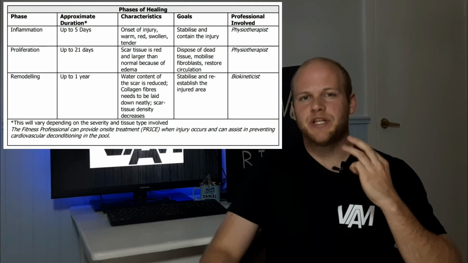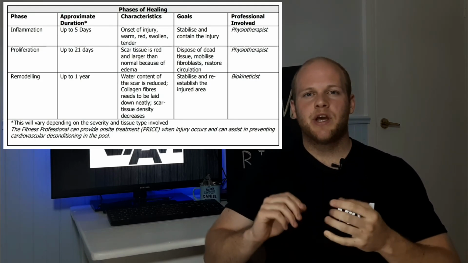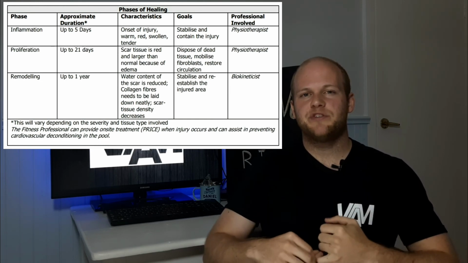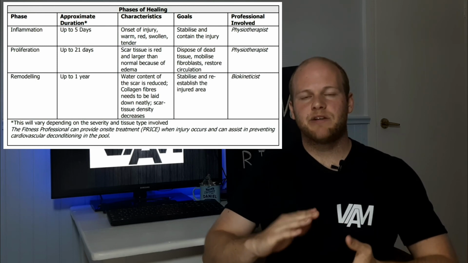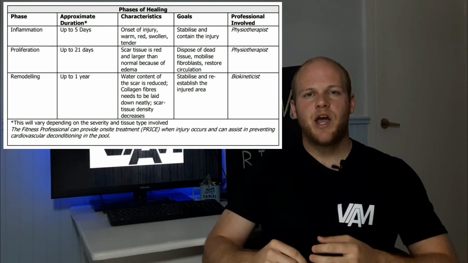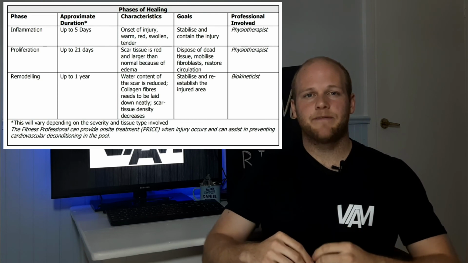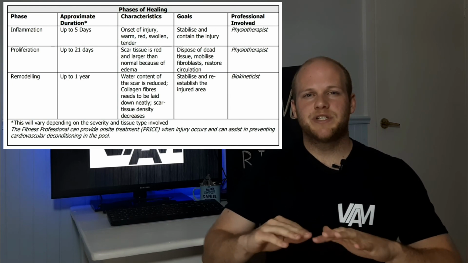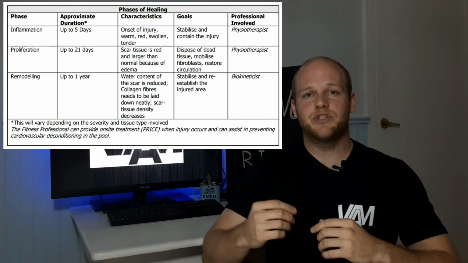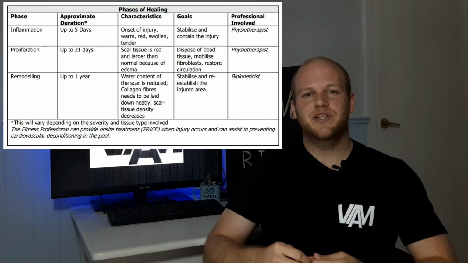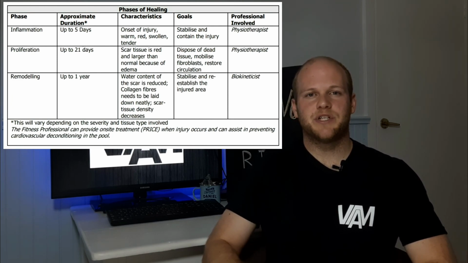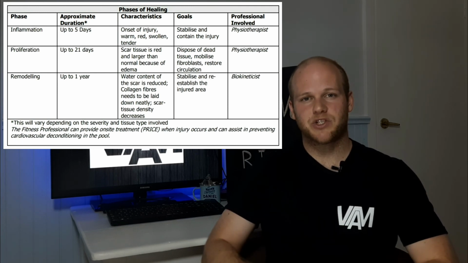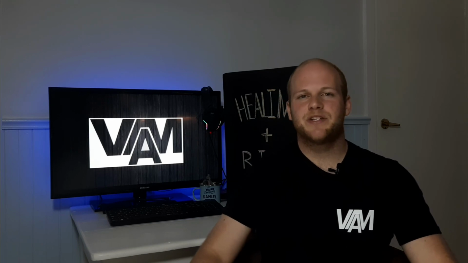So here's a quick image of the three phases, basically showing the characteristics, the duration, the goals that you need to focus on, and the people you need to see during these three phases. The inflammation phase can take up to 5 days, and your goal is to basically stabilize the area. The proliferation phase can take up to 21 days, and you need to decrease the dead muscle tissue and help increase circulation. And then the remodeling phase can take up to 1 year. This is where your focus is to stabilize the area again and basically get it back to its normal function. Alright guys, and that is it for the healing phase and RICE technique.